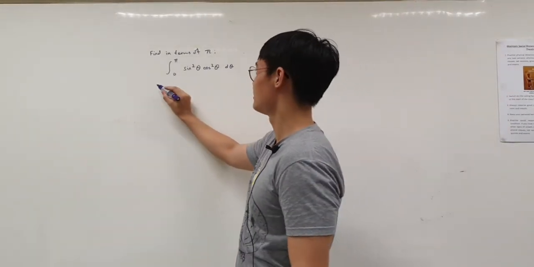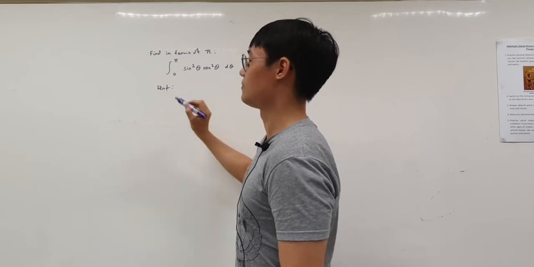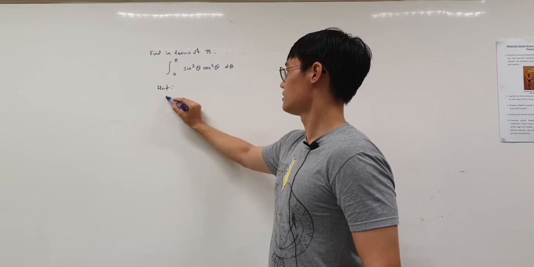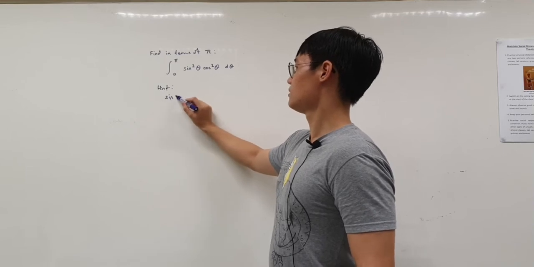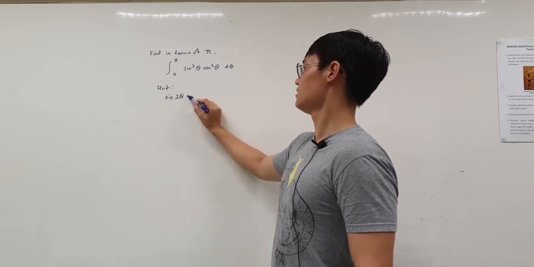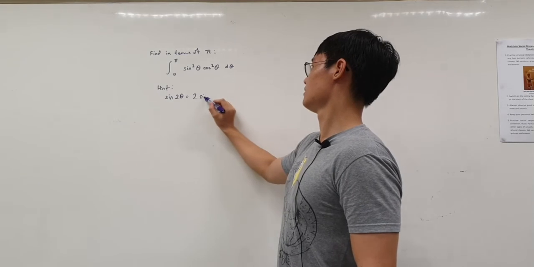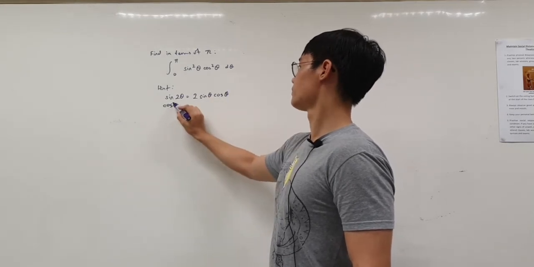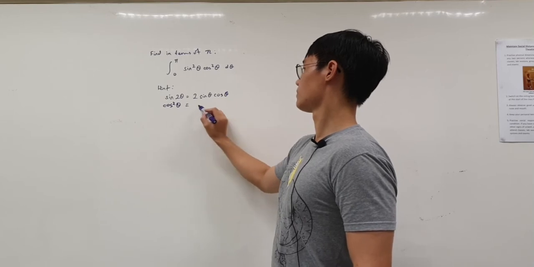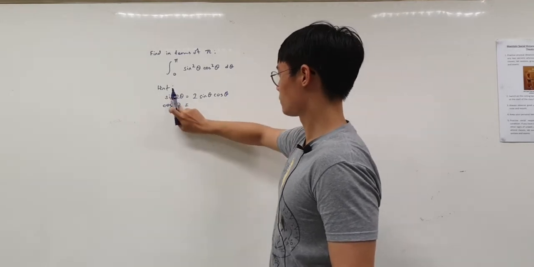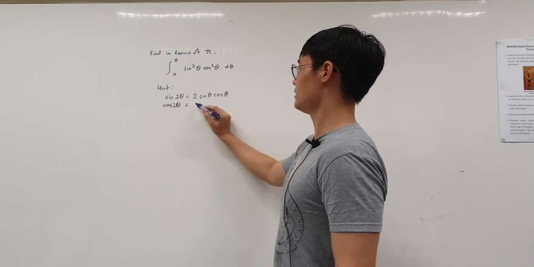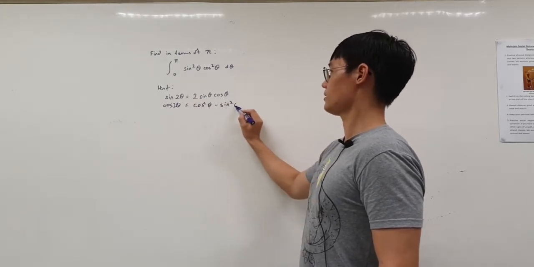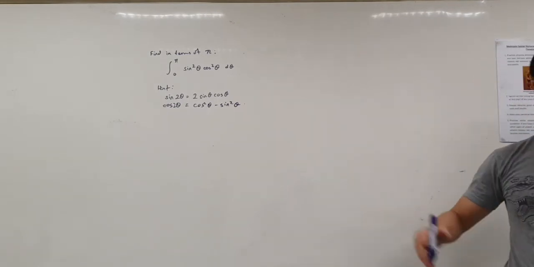For a hint, we have to recall the concept of double angle formula. We can use these formulas. Cosine 2 theta is equal to cosine square theta minus sine square theta. So these two hints over here.